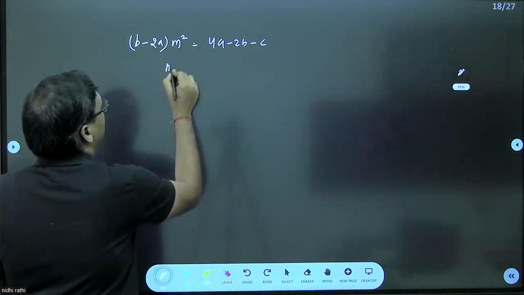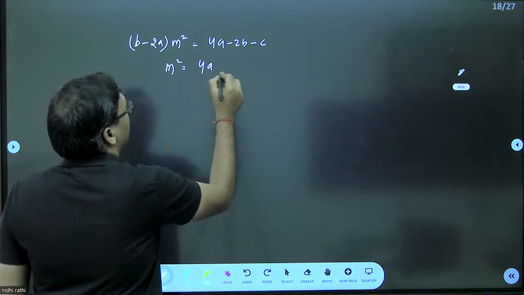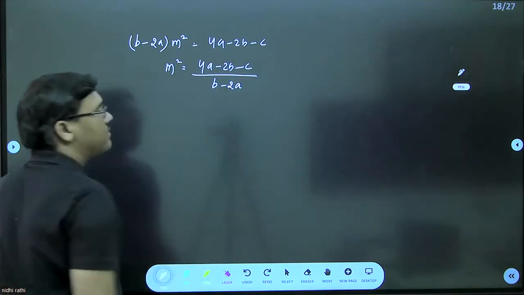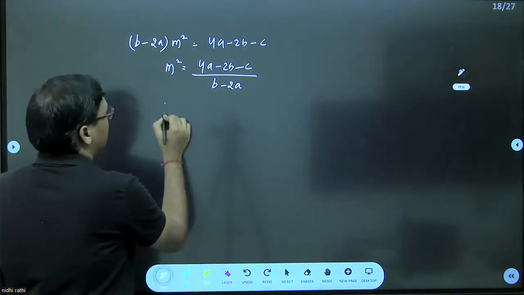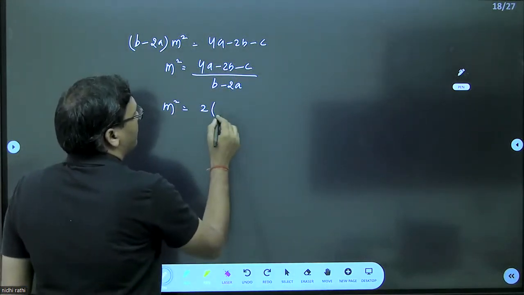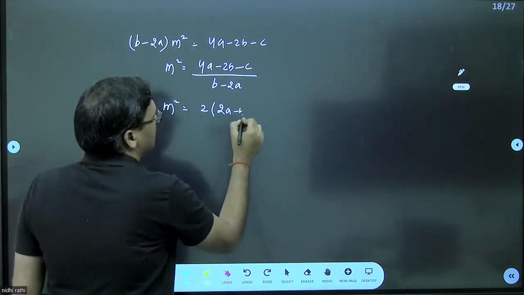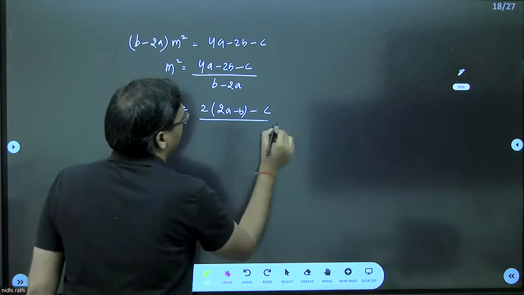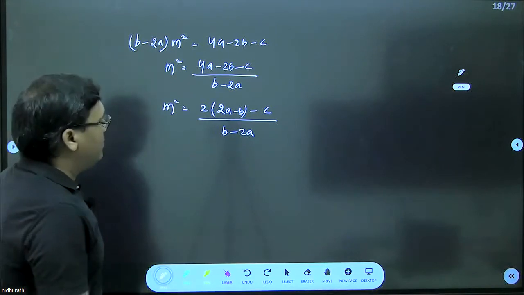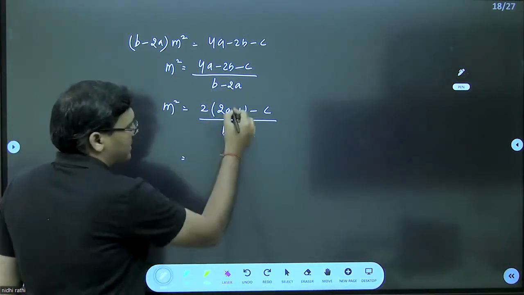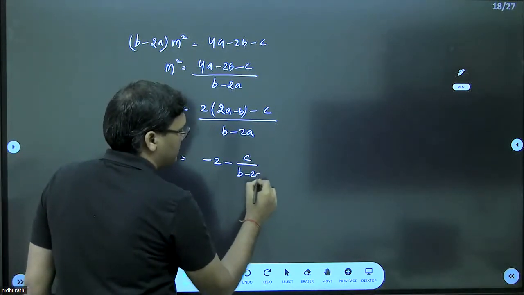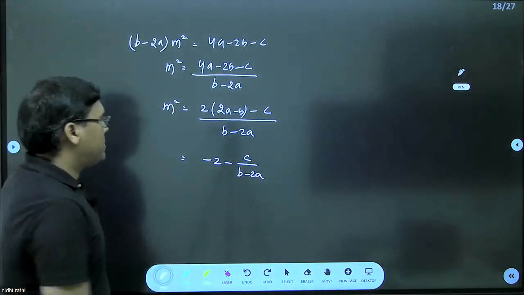So you can see, what is m square? m square is equal to 4a minus 2b minus c divided by b minus 2a. This is the expression. Or if you want to further simplify this, m square is equal to, if I take 2 common, 2a minus b minus c divided by b minus 2a, right? You can see 2 common. So if I just divide these two, you can clearly see this is minus 2 minus c upon b minus 2a. Correct?